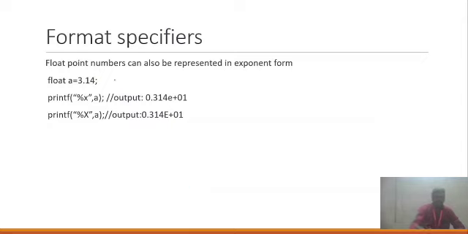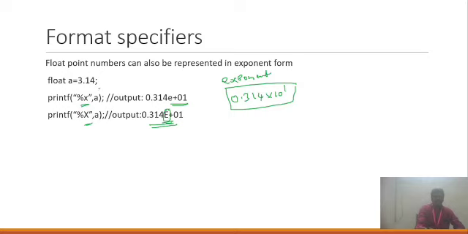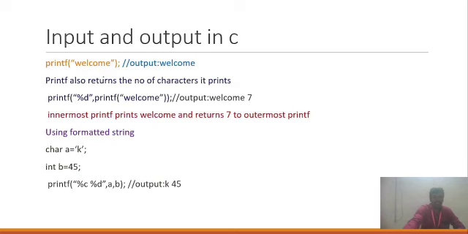With format specifiers, you can also specify a floating point number in exponent format. So what is the exponent format? When you use small %e, it will look like this, e to the power of 01. And what does it mean? It means 0.314 times 10 to the power of 1. And similarly, when you use capital %E, the e will be capital. So you can write a floating point number in exponent format using these format specifiers.